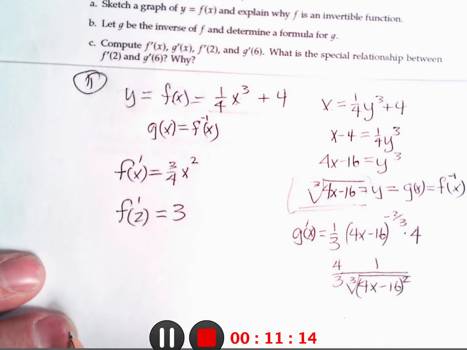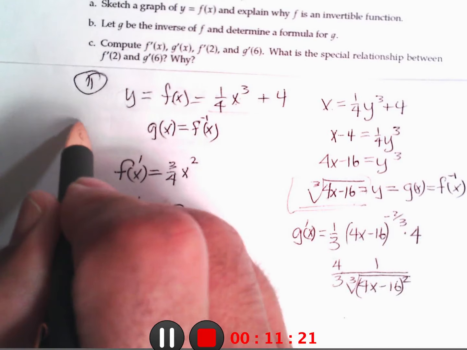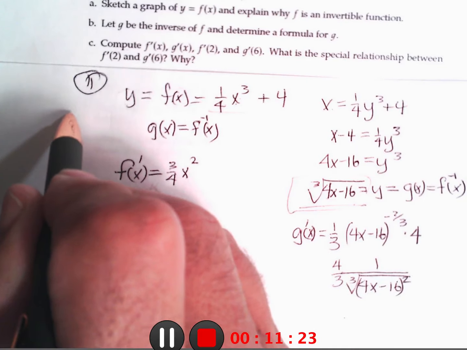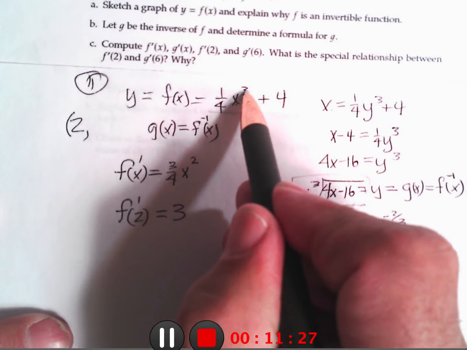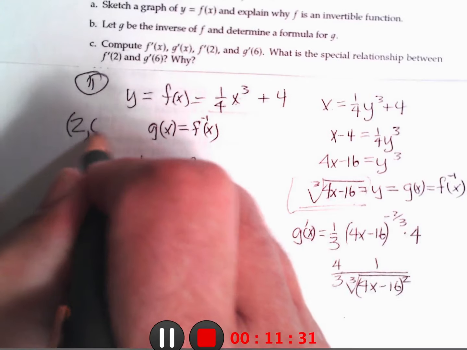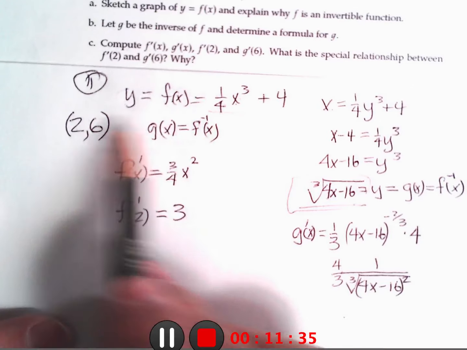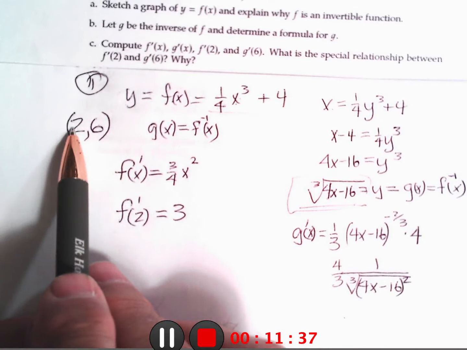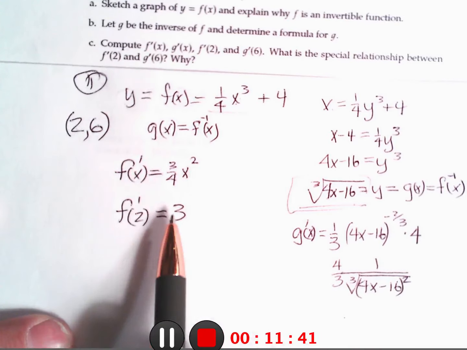Well, looking ahead, what is f of 2? If I put in 2, 2 cubed is 8. 8 divided by 4 is 2, plus 4 is 6. So if I put 2 into f, I get 6. If I put 2 into f prime, I find the slope of this at 2 is 3.